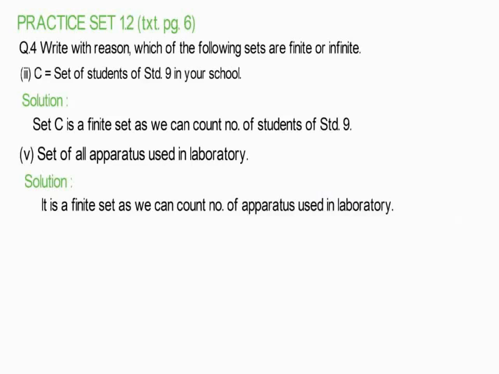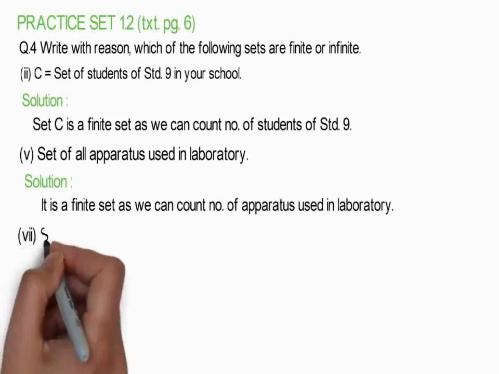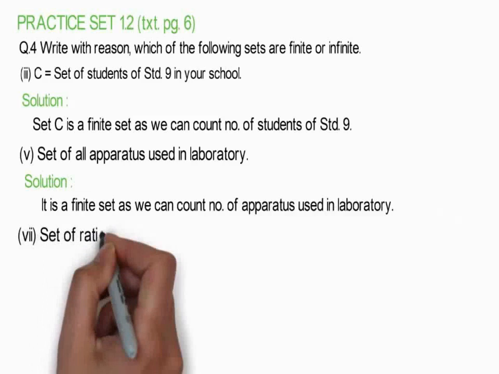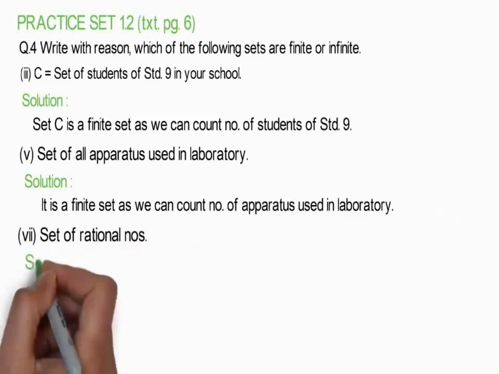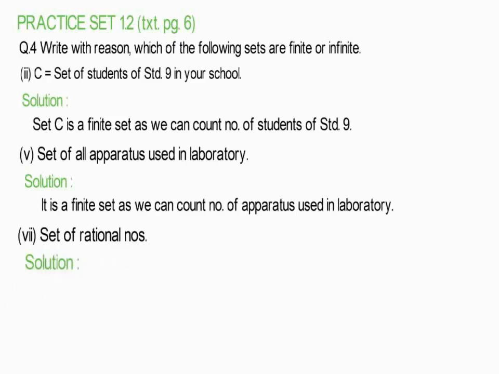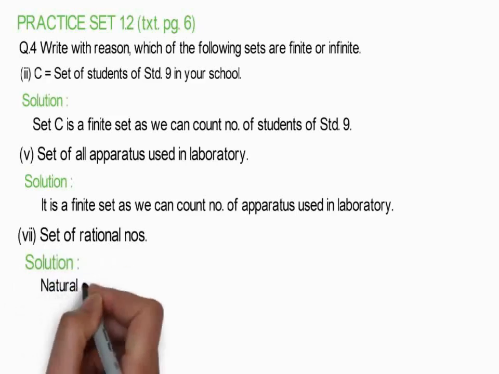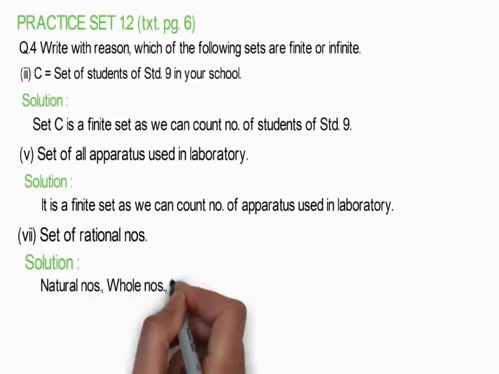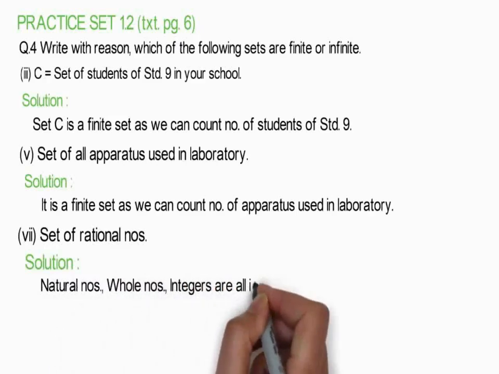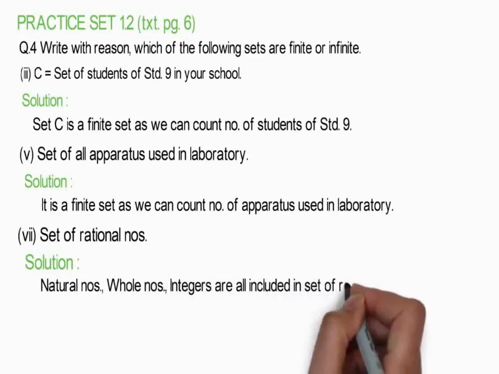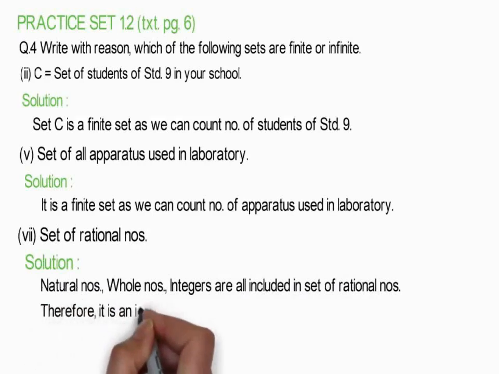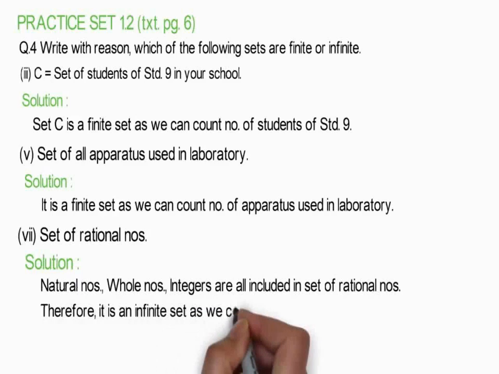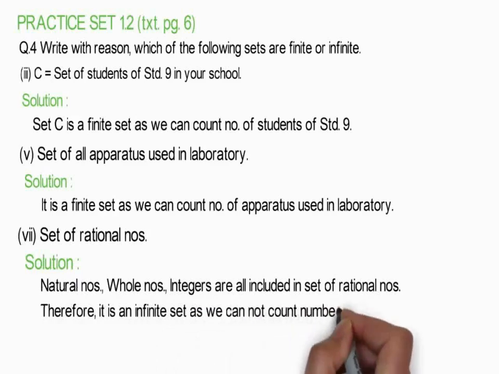Problem number 6. Set of whole numbers. Set of rational numbers. So, solution is natural numbers, whole numbers, integers, all are included in the set of rational numbers. Therefore, it is an infinite set as we cannot count it.